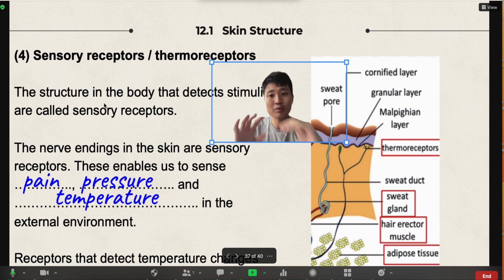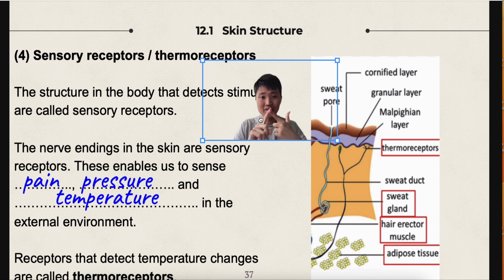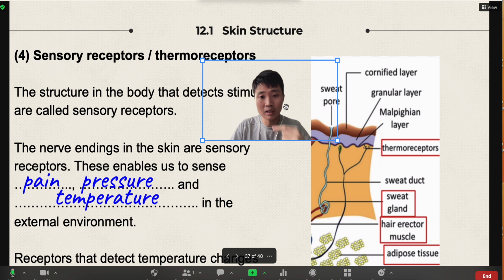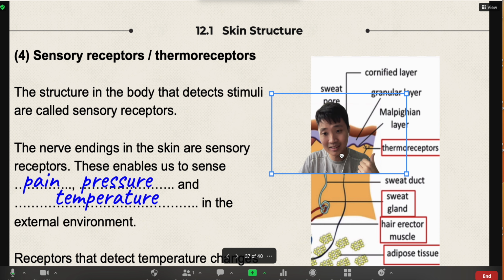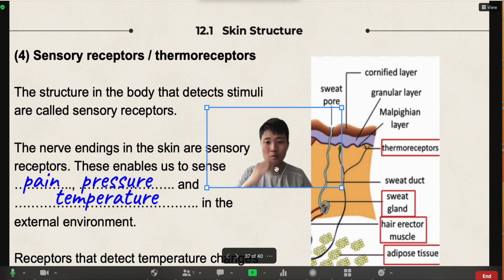Now, thermoreceptors are part of this bigger group called sensory receptors. The nerve endings in the skin are sensory receptors. They help us feel pain, pressure, and temperature from the external environment. If someone pokes me, I feel pain; if someone presses on me, pressure; and sometimes hot, cold. So thermoreceptors are only one example listed here. There could also be pain receptors or pressure receptors. The reason they highlighted thermoreceptors is because they want to talk about temperature regulation later on. Receptors that detect temperature change are thermoreceptors.